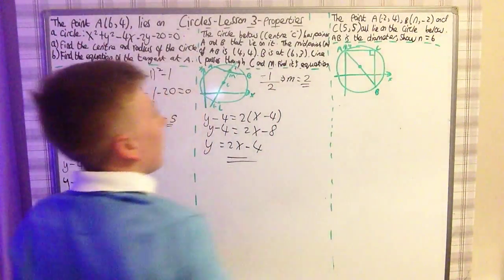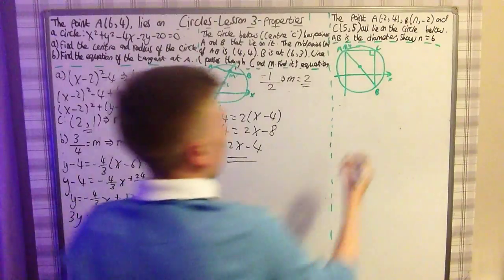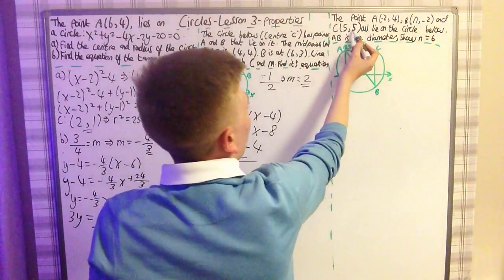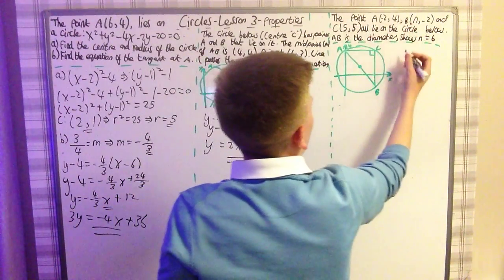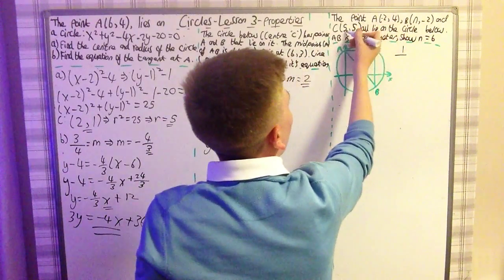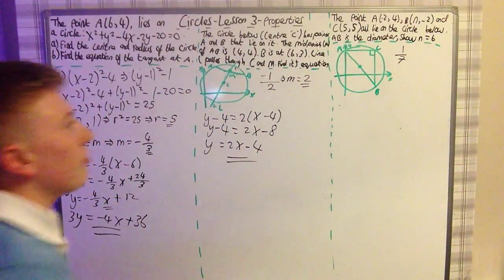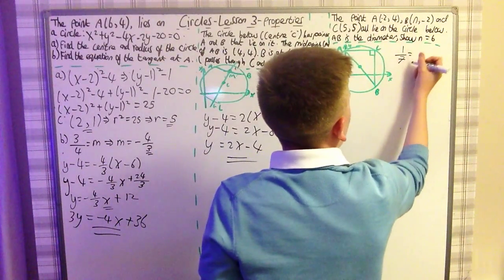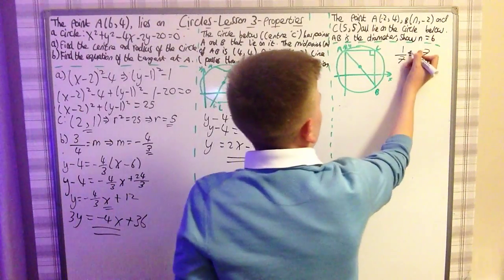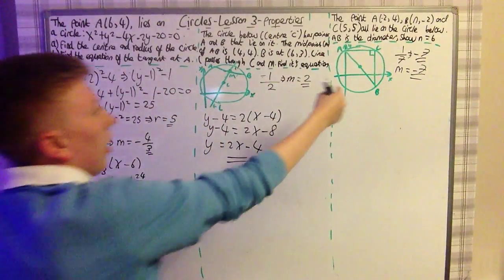So if we find the gradient of AC, then we can take the negative reciprocal of that gradient to get the gradient of BC. So y2 minus y1 divided by x2 minus x1. We do y2 minus y1, 5 minus 4, which is 1, divided by 5 minus minus 2. 5 minus minus 2 is 5 plus 2, which is 7. Take the negative reciprocal of this to get the gradient of CB. Flipping the fraction, we get minus 7 over 1, which is minus 7. So our gradient is minus 7 for the line CB.